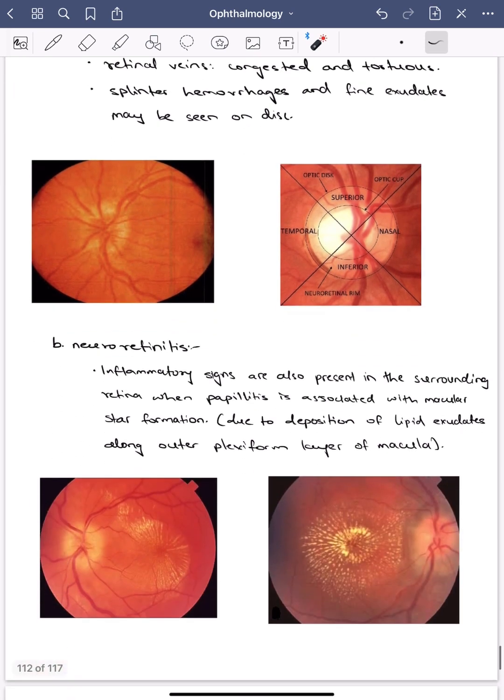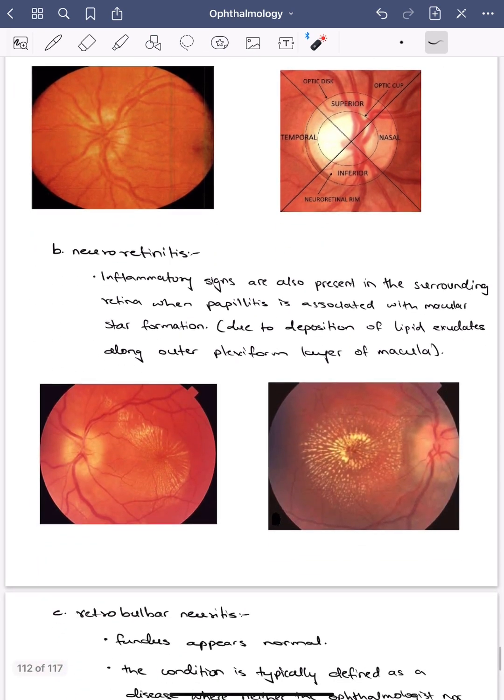Now coming to neuroretinitis, here the inflammatory signs are also present in the surrounding retina, and the papillitis is associated with macular star formation. So this here shows the macular star formation. Now this peculiar feature is due to the deposition of lipid exudates along the outer plexiform layer of the macula. So in neuroretinitis there are basically features of papillitis along with macular star formation.